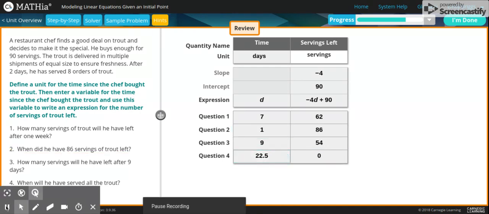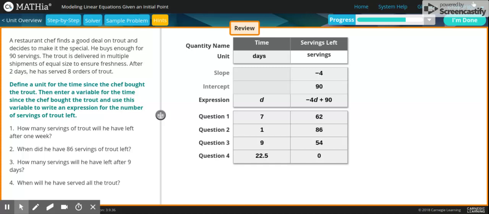So the answers for question 2 is 186 and 22.50 for the other one. So I hope this video helped you guys to model linear equations given an initial point.